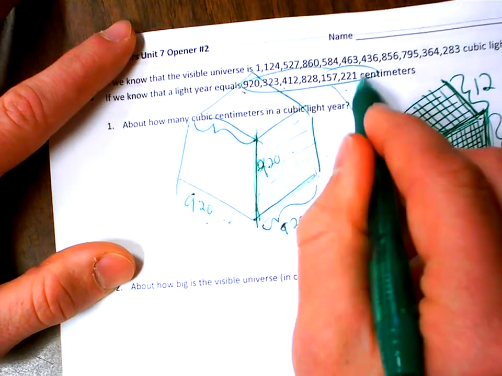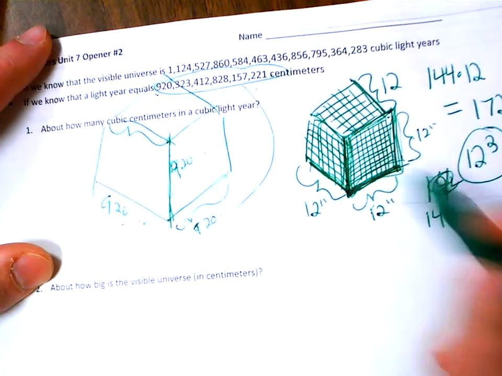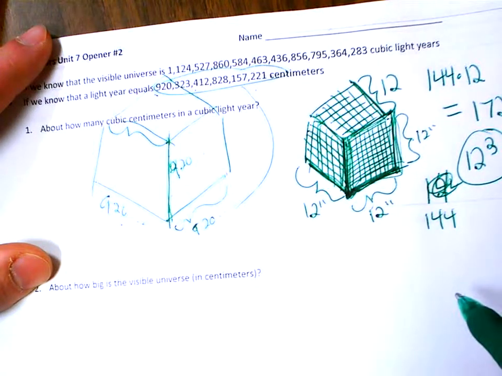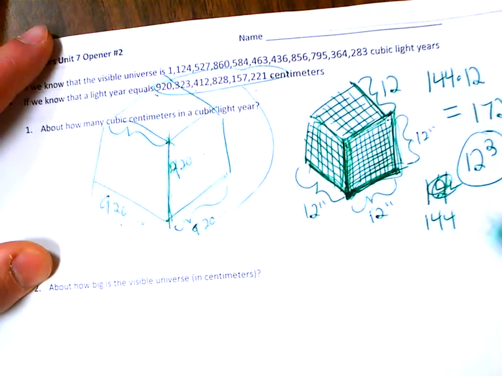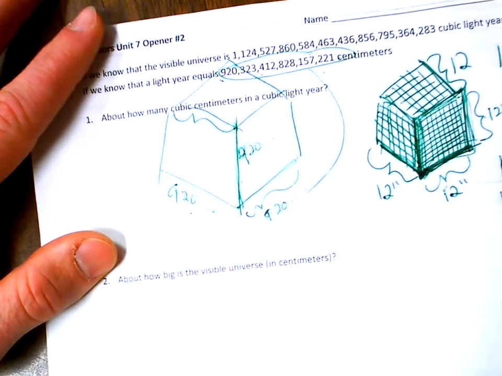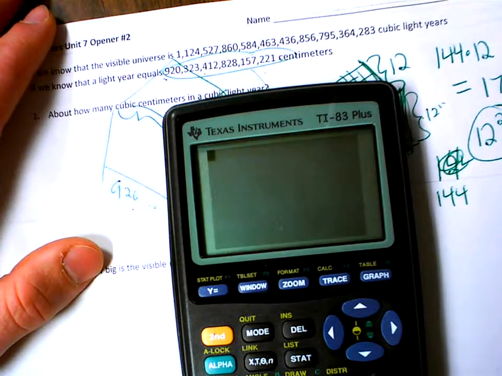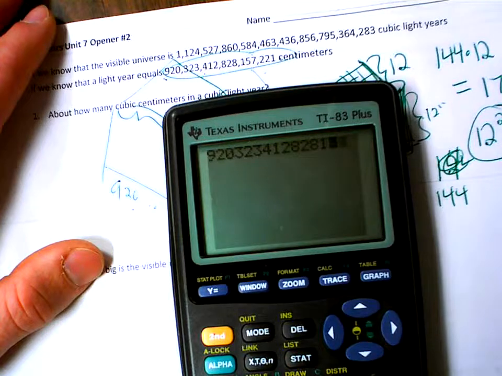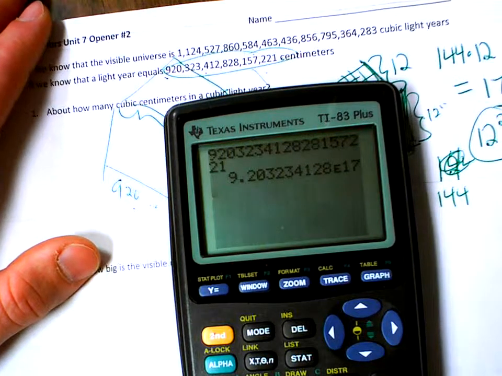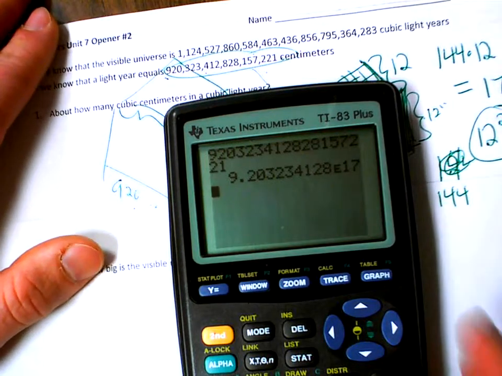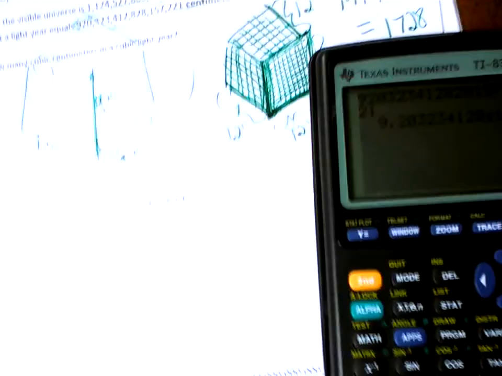So we're going to take this large number, and just like we did to figure out how many cubic inches are in a cubic foot, we're going to take this number and cube it. So I've got my calculator here. I'm going to type in 920323412857221. I'm going to get 9.203234128E17. So that is our answer.